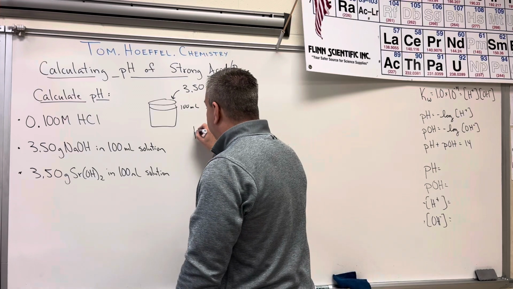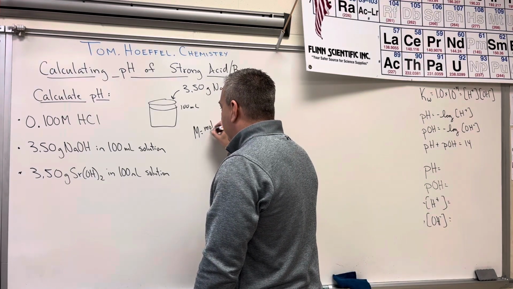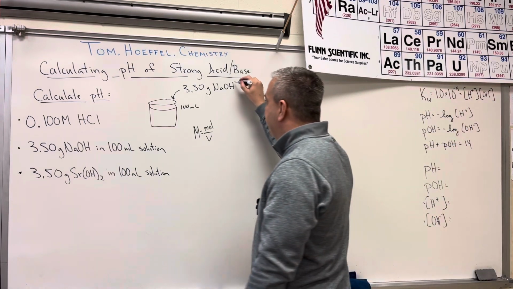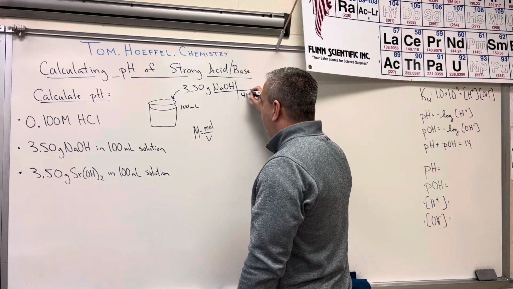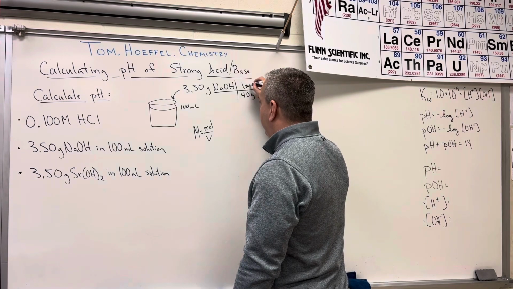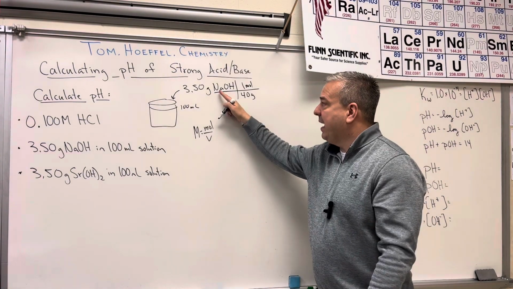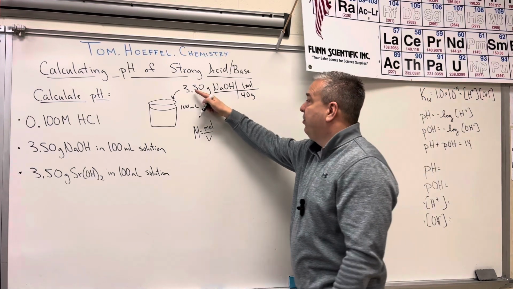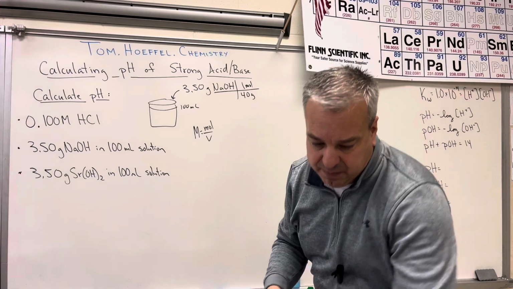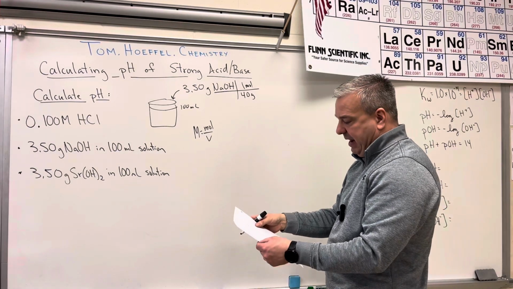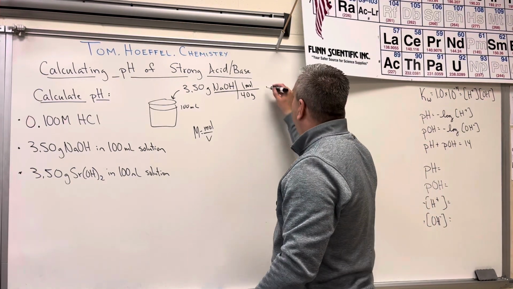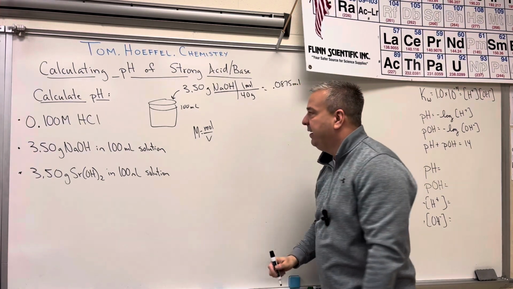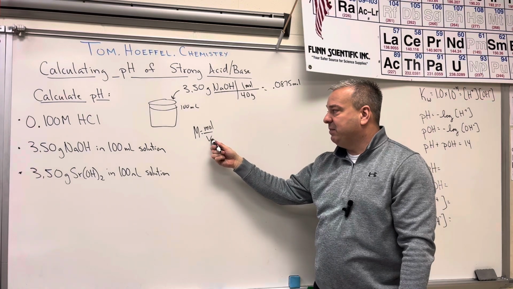Now to calculate concentration, remember, it's the moles over the volume in liters. So I've got to convert these grams into moles, and there are 40 grams per 1 mole of sodium hydroxide. So when I add up 1 sodium, 1 oxygen, 1 hydrogen from the periodic table, I get 40. And 3.5 divided by 40 is going to give me the answer of 0.0875 moles.